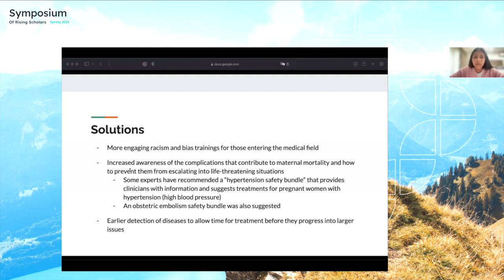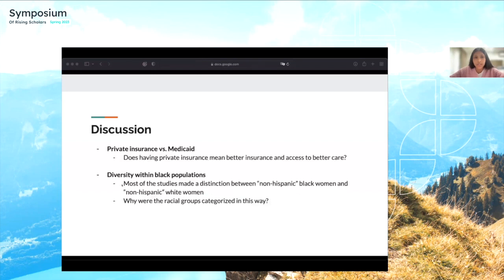The second solution I found was that an increased awareness of the complications that contribute to maternal mortality and how to prevent them from escalating into life-threatening situations is needed. Some experts have recommended a hypertension safety bundle, with hypertension being high blood pressure, and that would provide clinicians with information and suggest treatments for pregnant women who have hypertension. Similarly, an obstetric embolism safety bundle was also suggested. And finally, an earlier detection of these diseases will allow time for treatment before they progress into larger issues.